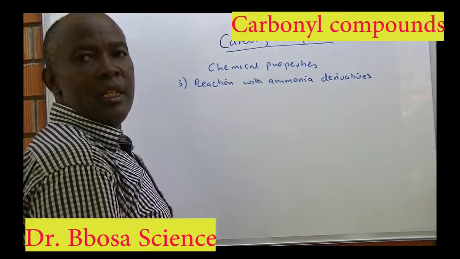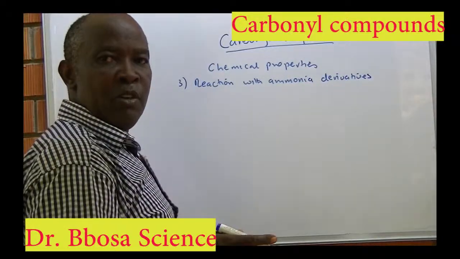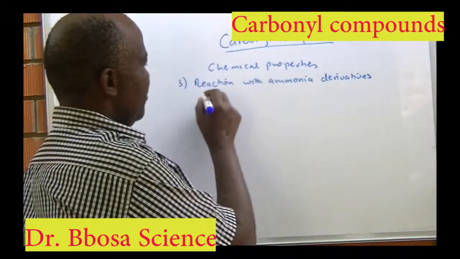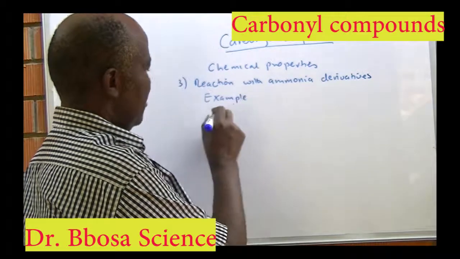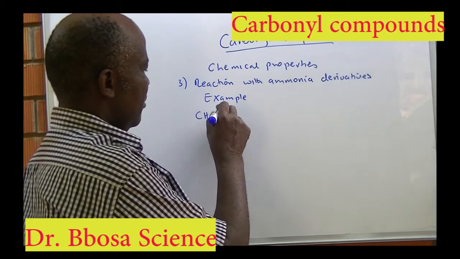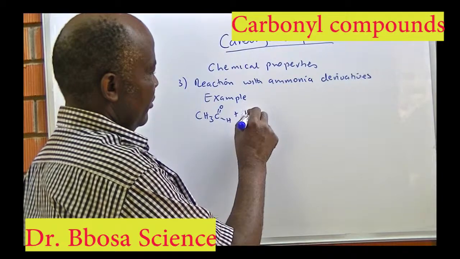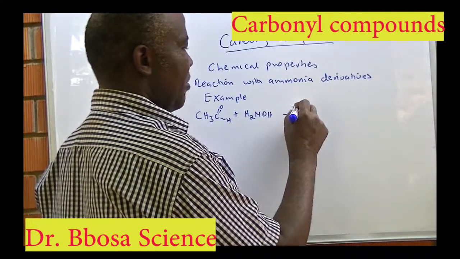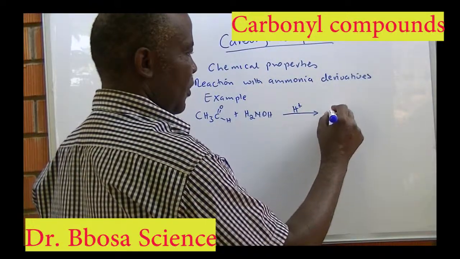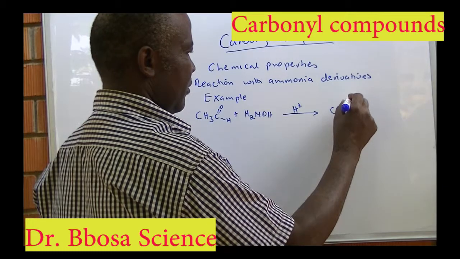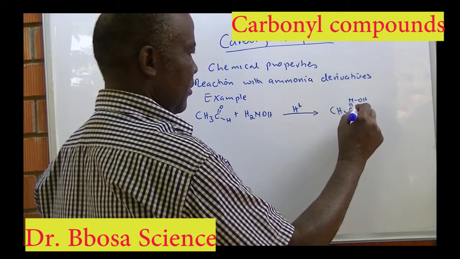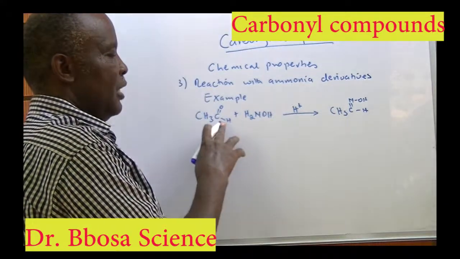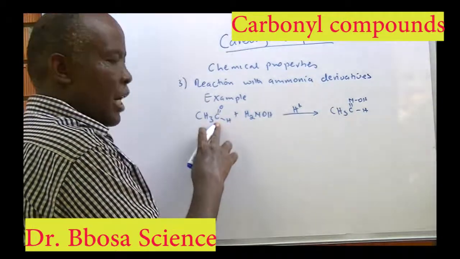3, reaction with ammonia derivatives. We saw this one when we looked at the reaction of primary amines with aldehydes. Example, the reaction is catalyzed by an acid. We get the two hydrogen atoms reacting with oxygen to form water, and then the nitrogen atom joins to a carbon atom.